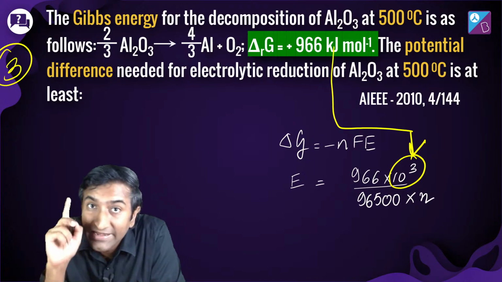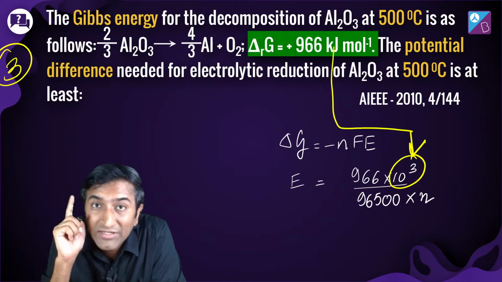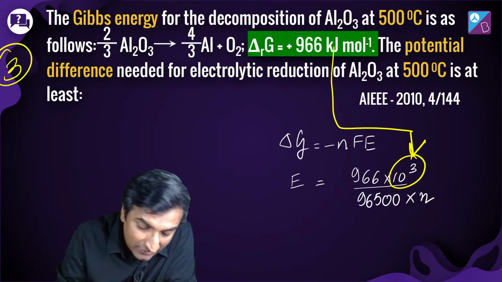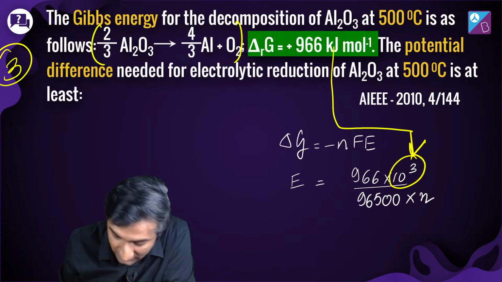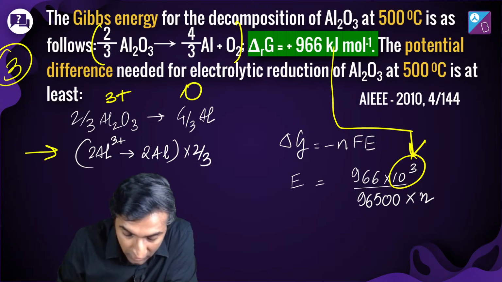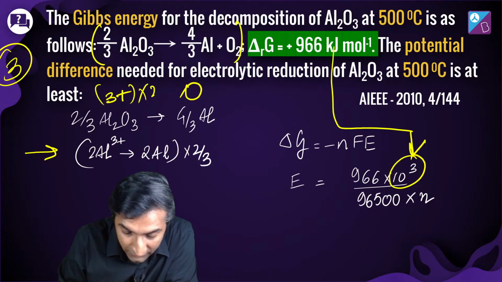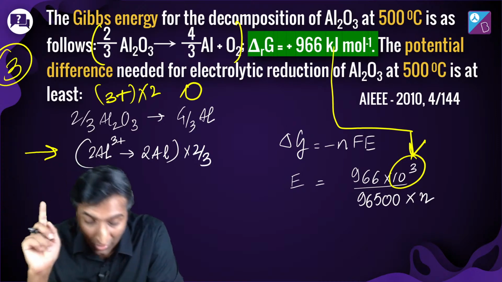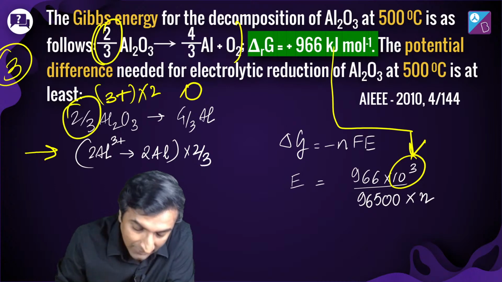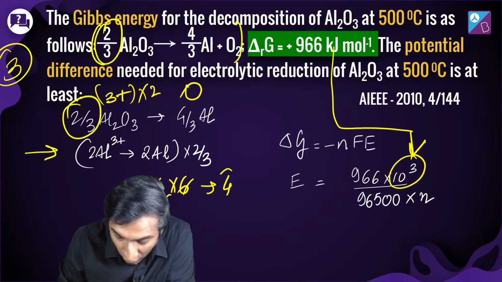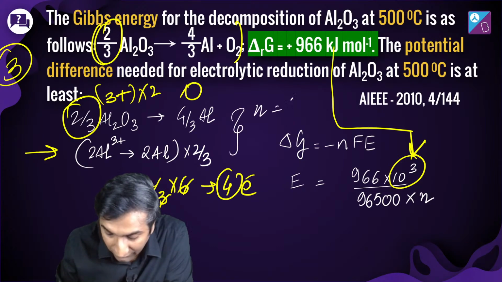Anyway, how do you get n? See, delta G is an extensive property, so it will change based on the reaction stoichiometry. The reaction stoichiometry is extremely important for delta G. What do I mean? Here it is written one way, but what is actually happening underneath is you're going from 3 plus to 0, and how many of these? 2 atoms. Oh, so 6 electrons? No, not 6 electrons. Because on the left hand side, there's a 2 by 3. So it is 2 by 3 into 6, which is basically 4 electrons. So the n value is 4.